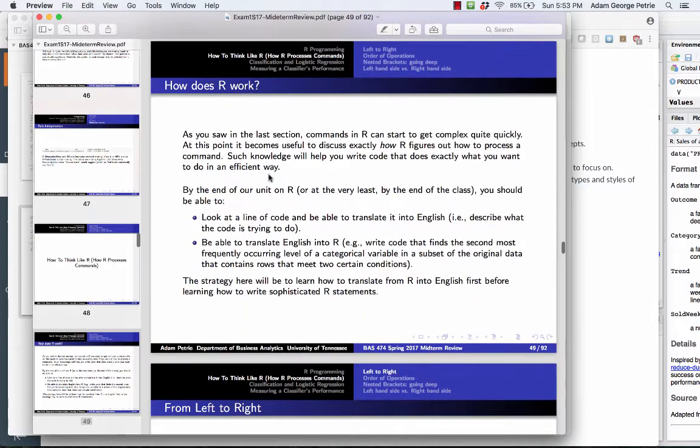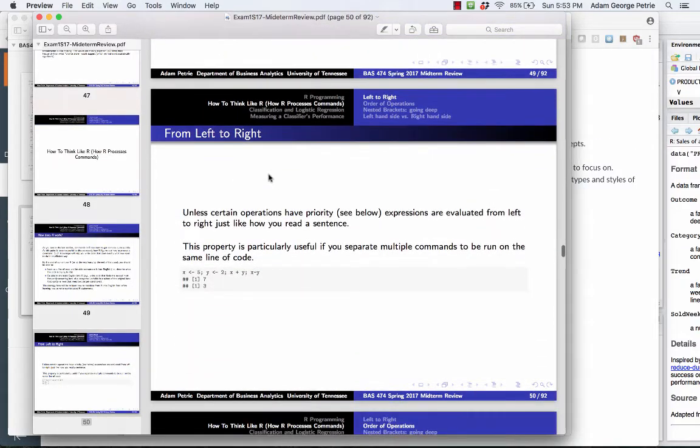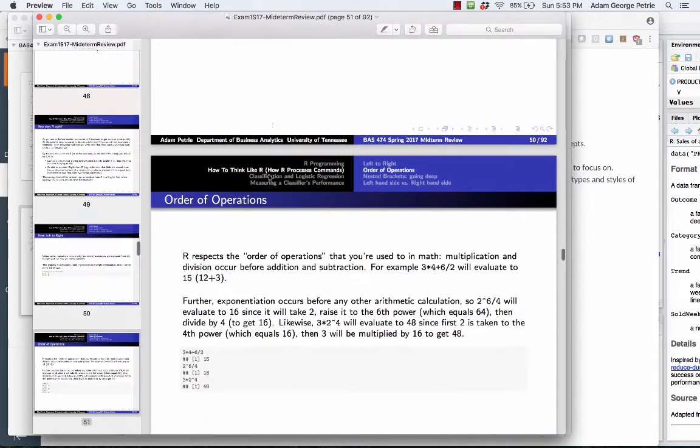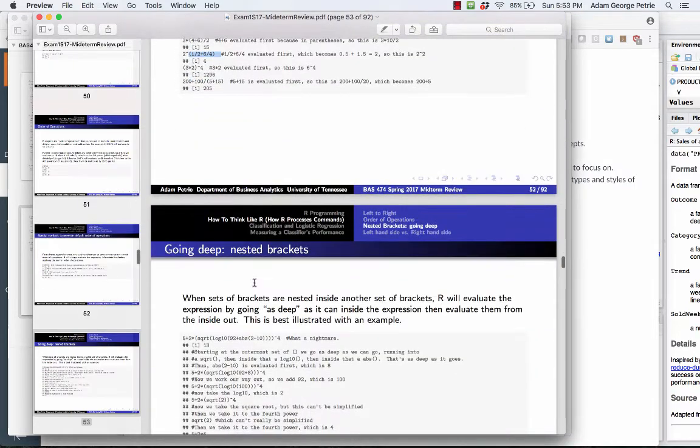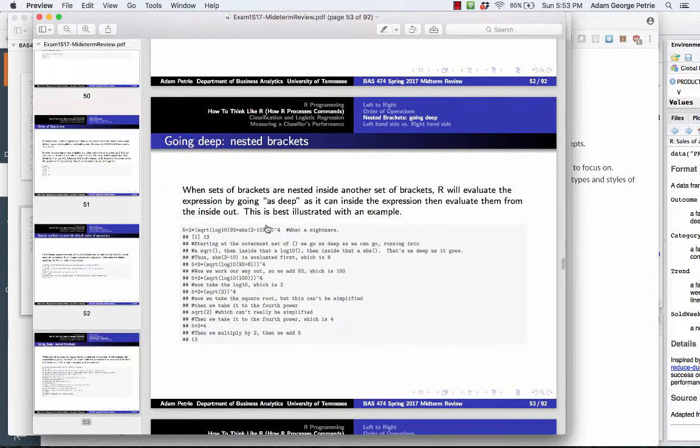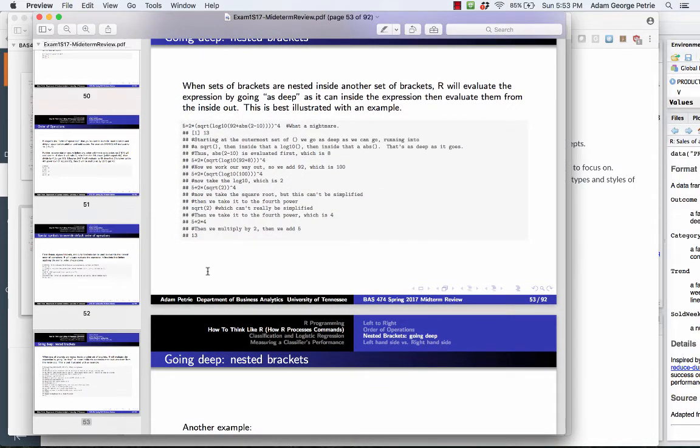So how R processes commands, basically if you have a really complex command, how does R actually go and figure out what to do? We've talked about order of operations, multiplication, division before addition, subtraction. We've talked about parentheses so that certain operations occur first. Now is a really good time to figure out how these more complex expressions actually get evaluated. At this point, I don't think I'm going to put a question like this on the exam, but I might change my mind here.